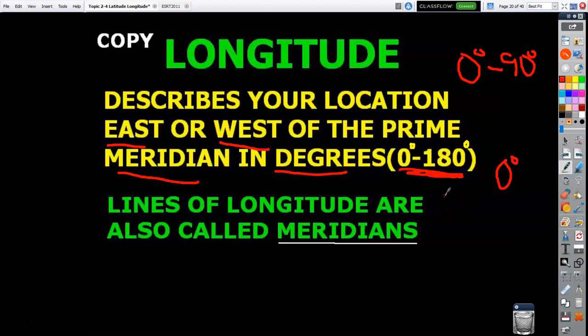Latitude lines, remember, are parallel. They stay the same distance apart. They never get closer or further apart. They're equidistant. Longitude lines, that's different.